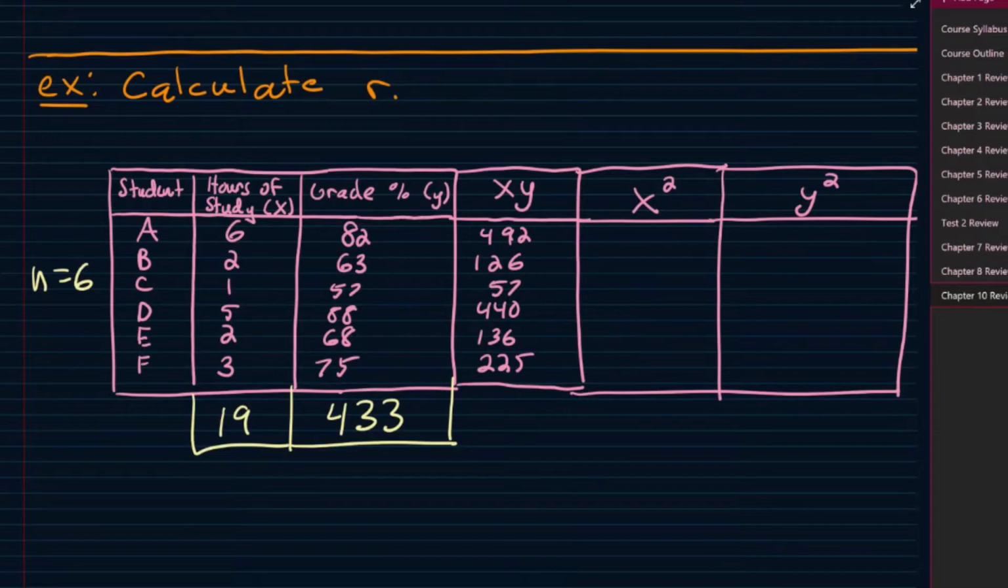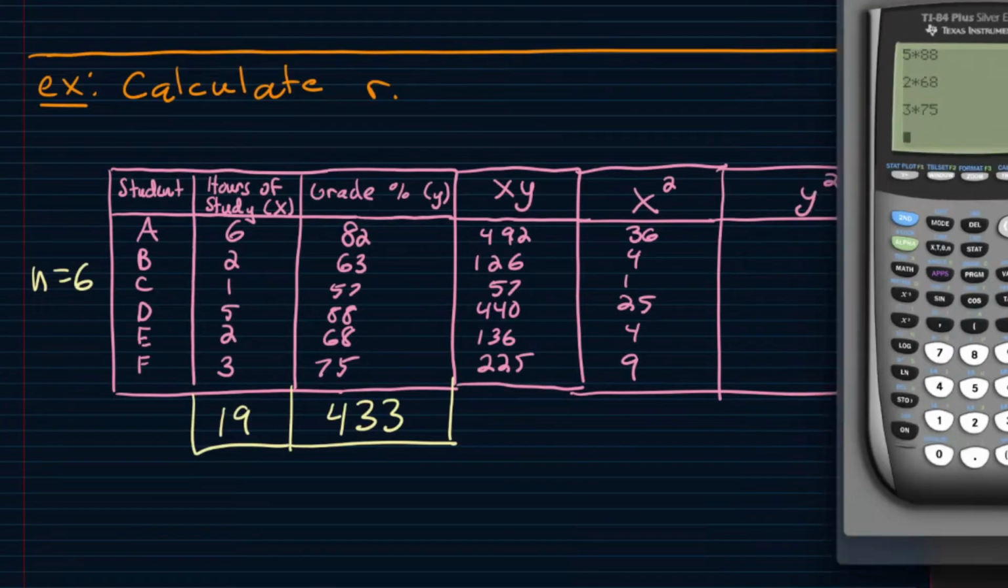In the next column, we do x squared. Whatever's in the x column, we square it. So this one's 6 squared, that's 36. 2 squared, that's 4. 1 squared, that's 1. 5 squared, that's 25. 2 squared, that's 4. 3 squared, that's 9. And then the y squareds, definitely need the calculator for this one.